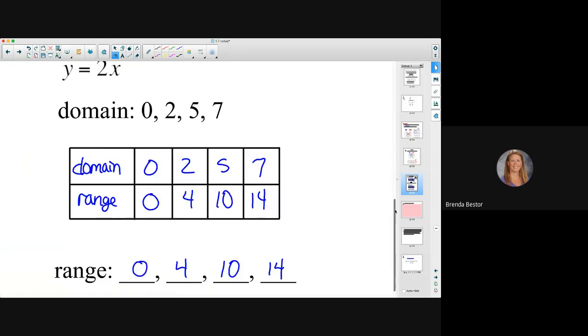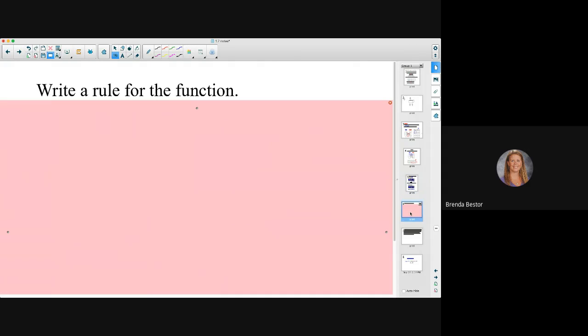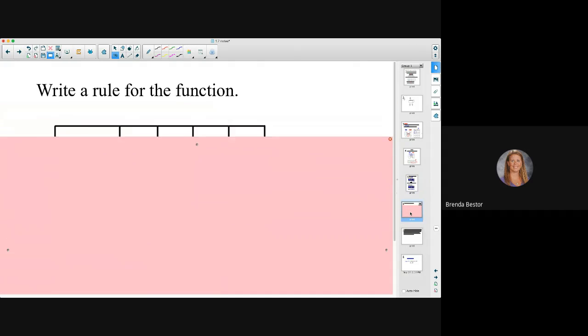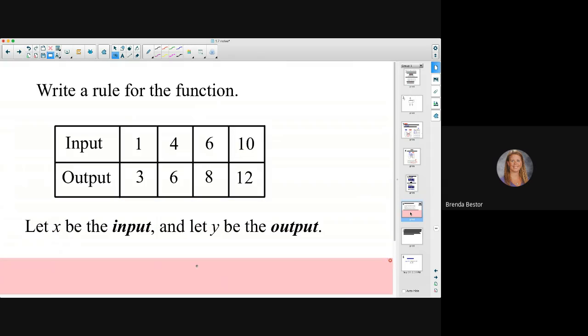So this was the other rule. They gave us rules. We had to make a table. Flip-flop. Now they're giving us a table. We have to come up with the rules. X's will be the inputs and Y's will be the outputs. So we're not going to use like W and Z or A and B. We'll always use X and Y. And because we're going to always use X and Y, I want you to write up here, write a rule for the function. Our functions are always going to start with Y equals.